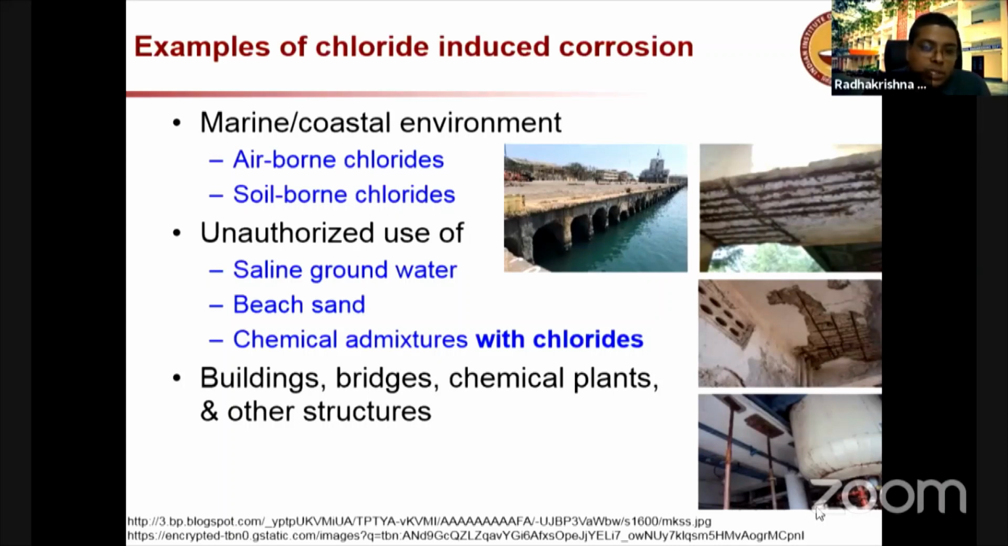And also we have seen many places where there is contamination of sand, like people use beach sand, knowingly or unknowingly, and which results in premature corrosion, much earlier than we really designed the structures for. And then also I have heard cases where chemical admixtures are available which have chlorides in them. So all these can lead to chloride-induced corrosion, which is really a dangerous scenario, and it affects the service life of structures significantly. So buildings, bridges, chemical plants, and any other structure can be prone to this chloride-induced corrosion.